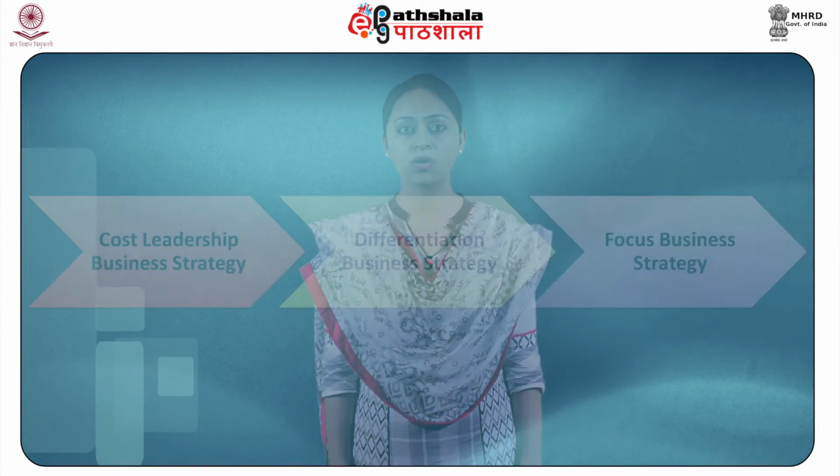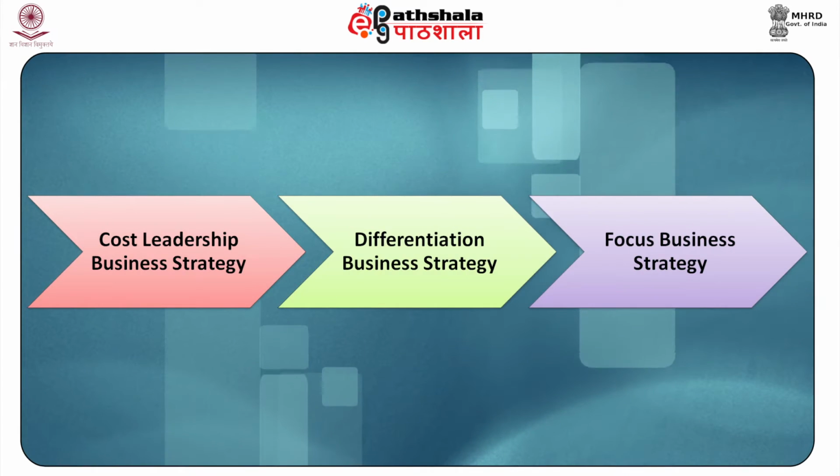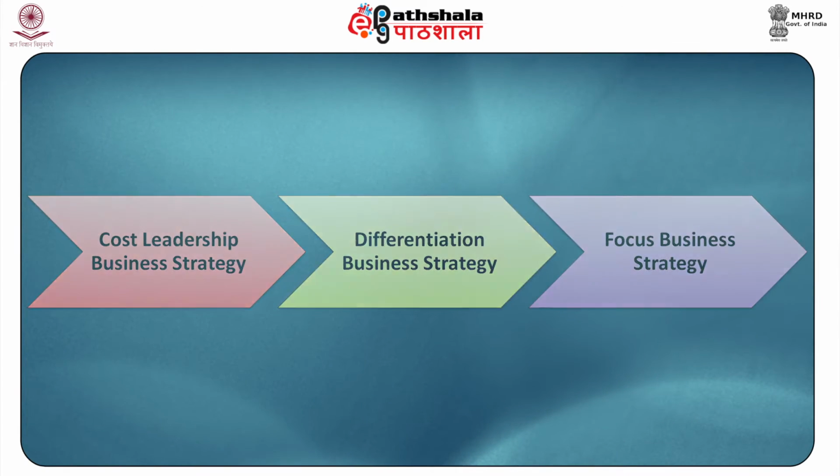When these two factors, competitive advantage and competitive scope, are juxtaposed, the resultant is a matrix that gives us the variants of the competitive strategies. These variants are known as Porter's generic business strategies. Thus, three types of generic business strategies are cost leadership business strategy, differentiation business strategy, and focus business strategy.